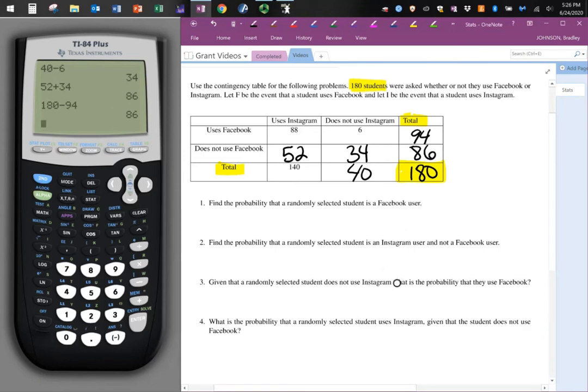So filling in the table is the first hurdle to get over. So we have all of that. Let me erase the highlighting. So now we have our total table. Let's find probabilities from this contingency table.